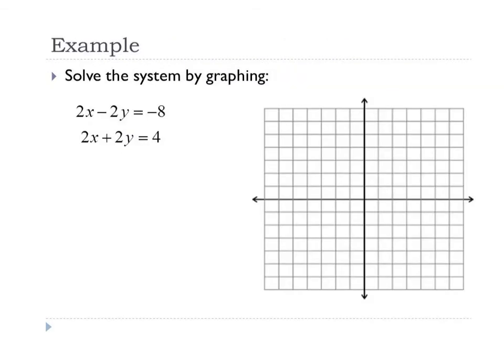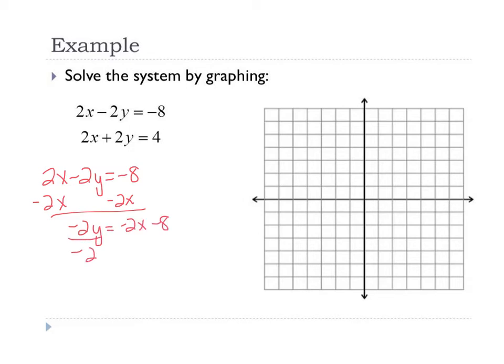To solve by graphing, you're just going to graph both equations on the same coordinate plane. It's up to you if you want to graph with a table or slope-intercept form. I might suggest slope-intercept form. I'm going to take the first equation and move the 2x to the other side. I'm going to divide by negative 2. Y equals x plus 4, and I'd probably go ahead and graph it. 2, 3, 4, and it's a positive slope.